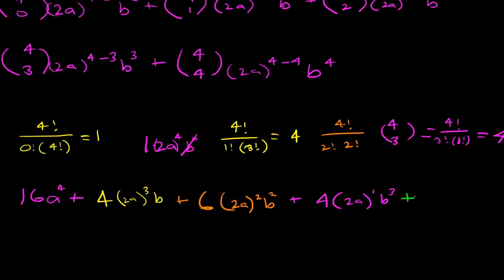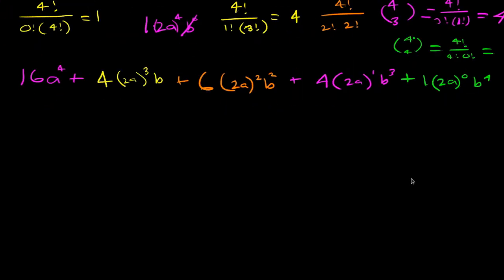Last but not least, plus 4 choose 4, which is equal to 4 factorial over 4 factorial times 0 factorial, which is just equal to 1. So plus 1 times 2a to the power 0 times b to the power 4.